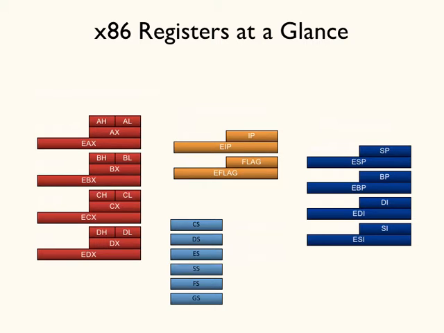So in this x86 architecture, we have these registers. EAX is one register, and AX is just a part of EAX. For example, EAX is 32 bits, and the lower 16 bits of EAX is named AX, and the higher 8 bits of AX is named AH, and the lower 8 bits of AX is named AL.